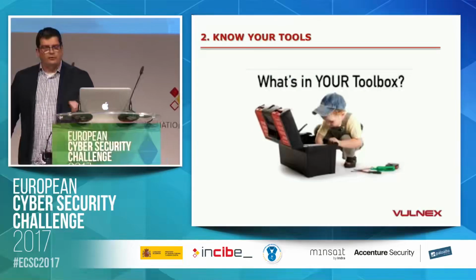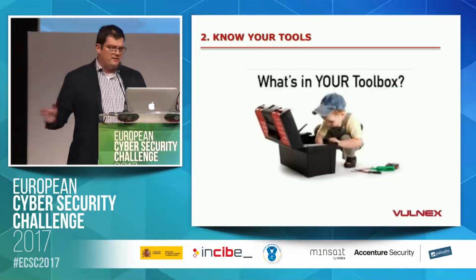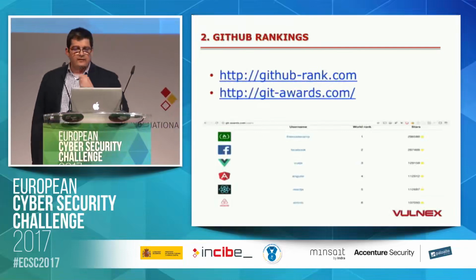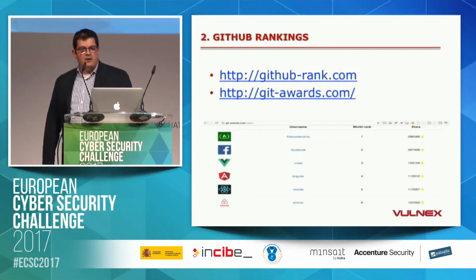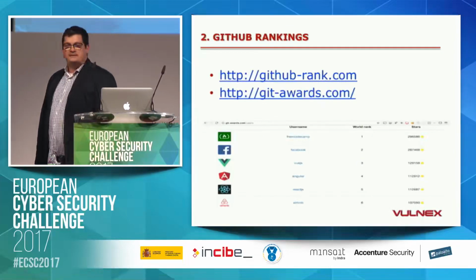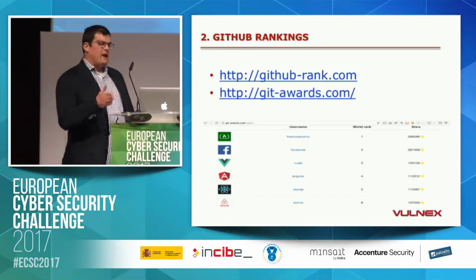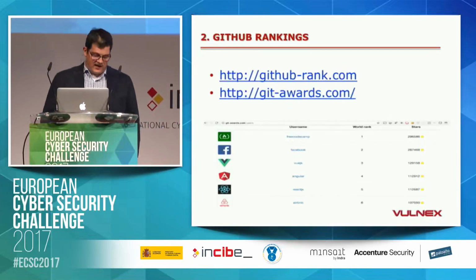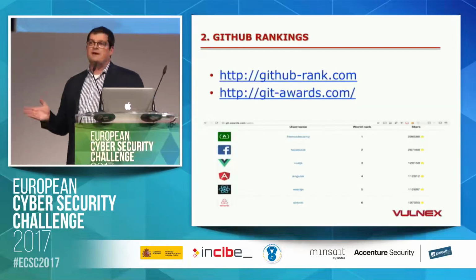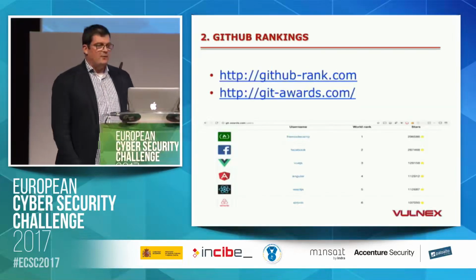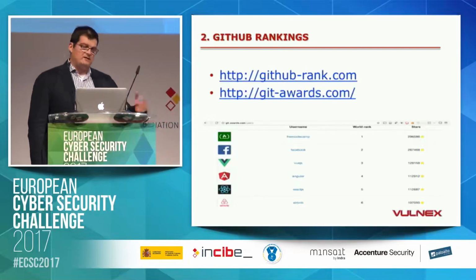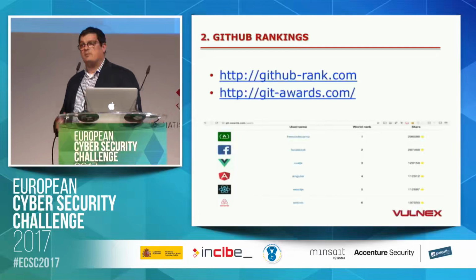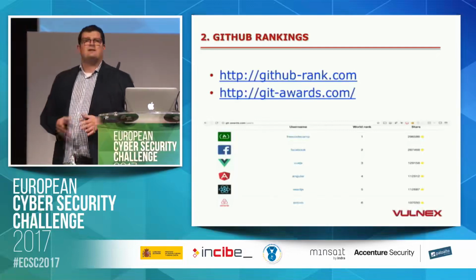Now, know your tools, right? We will talk about a bunch of tools we can use. One of the tools I liked was GitHub Rank. It was quite nice to use, but the domain has expired and they have not renewed it, so now it's for sale. We cannot use that anymore. But another domain we can use is GitHub Awards, for example. There are a bunch of different domains we can use.